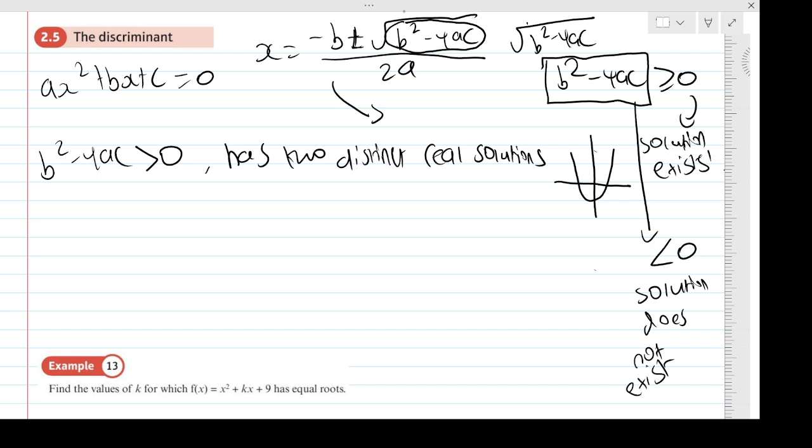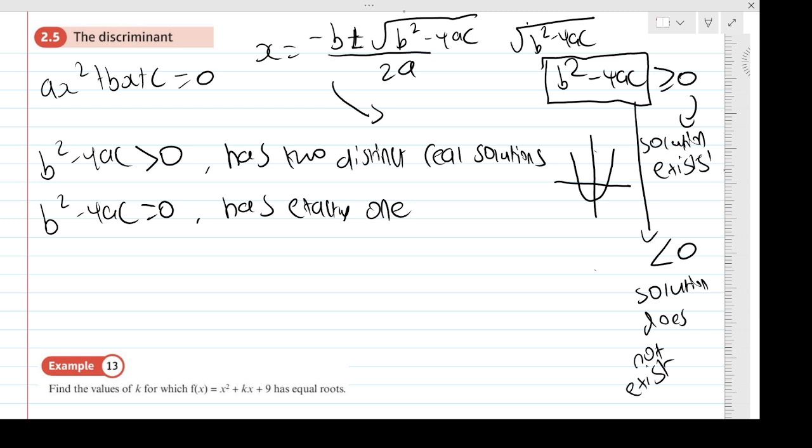Then if b squared minus 4ac equals 0, it has exactly one solution. And again, that's because the square root would be equal to 0. So we have minus b plus or minus 0 over 2a. Well, the 0 would be nothing, so we're just left with minus b over 2a. That leaves us with literally only one solution. So exactly one real solution, and it's going to cross the x-axis once. It's going to just basically touch the axis, like that.